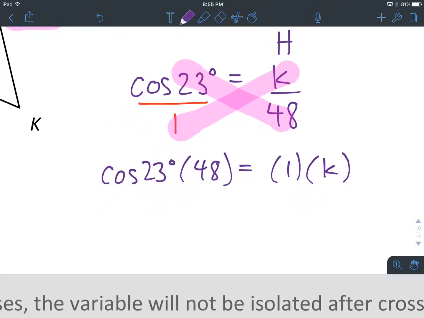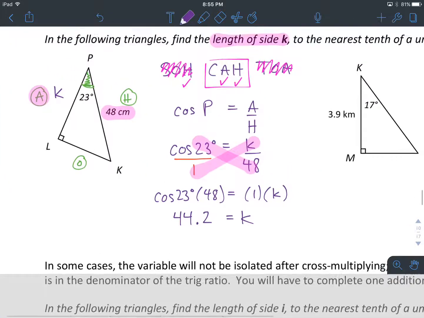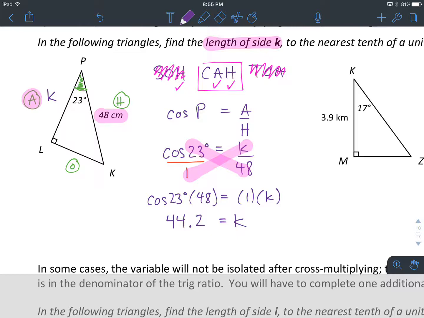So now I'm going to actually type this into my calculator. So I'm going to type in cos of 23 degrees times 48, and that is going to give me 44.18, and I will just round that to 44.2, and 1 times k is going to be equal to k, so that works for me. So this is a method I'm going to suggest for solving for a side in a right angle triangle given a side and an angle.